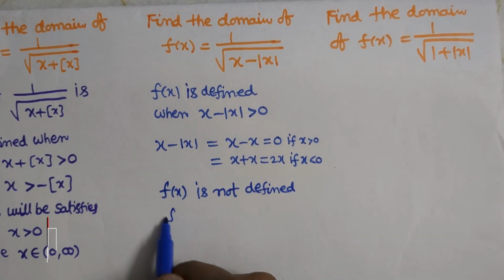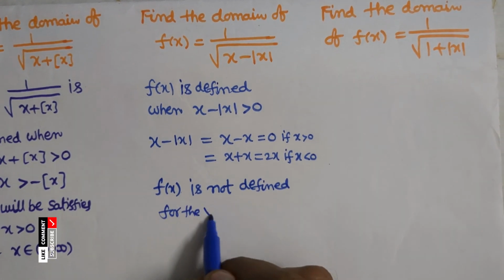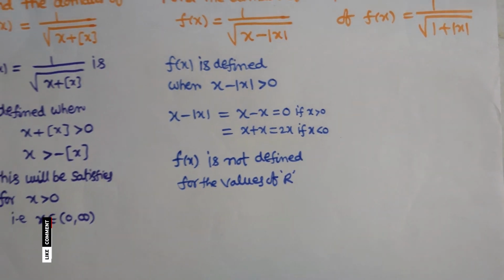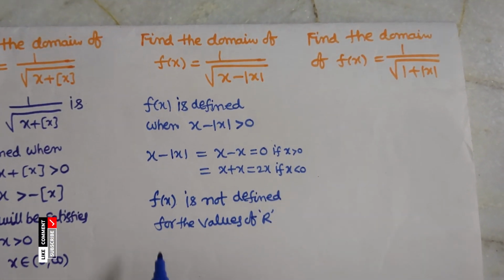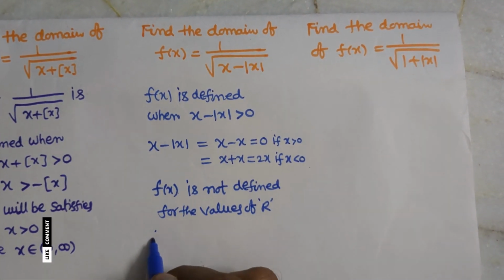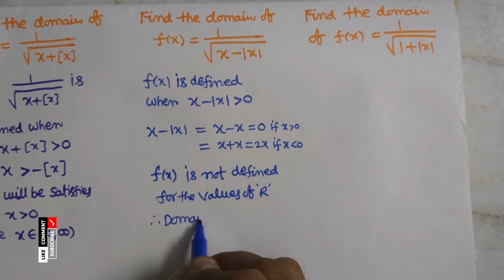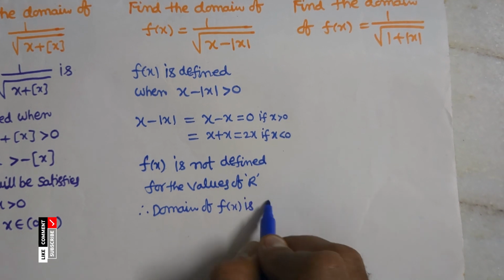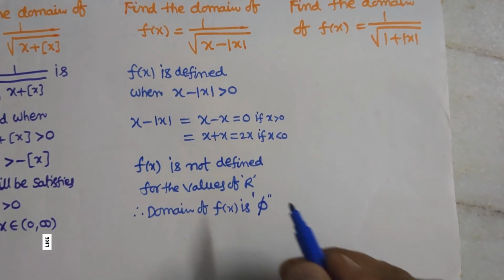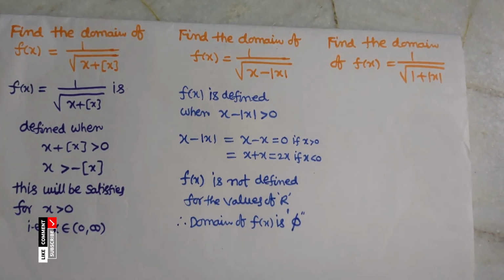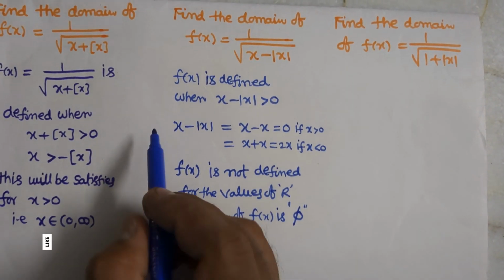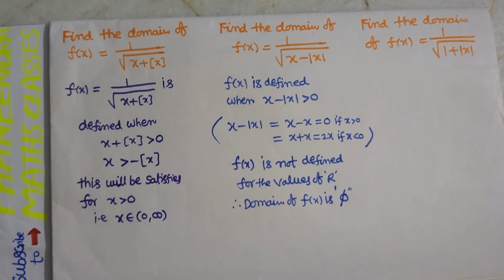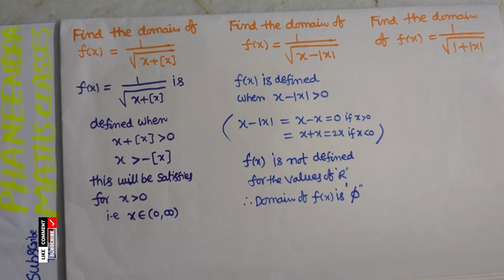F of x is not defined for the values of real numbers, for any real numbers it won't work out. So what is the domain? Therefore, domain of f of x is the null set. Observe carefully, dear students. This is a very, very important one for this question. I'll move to another one.